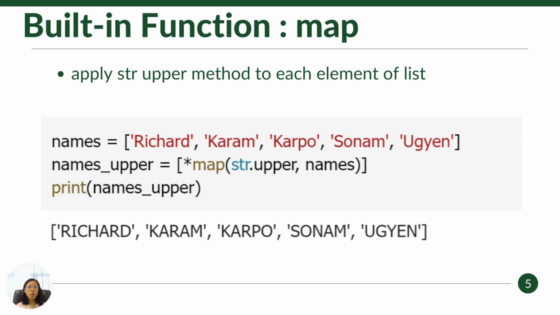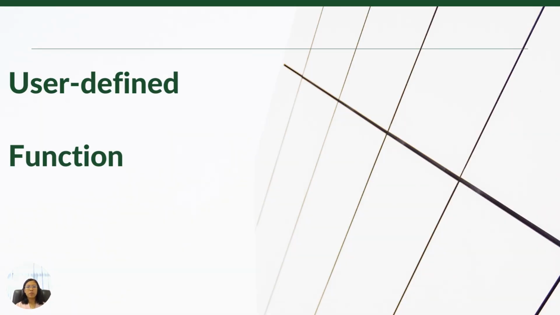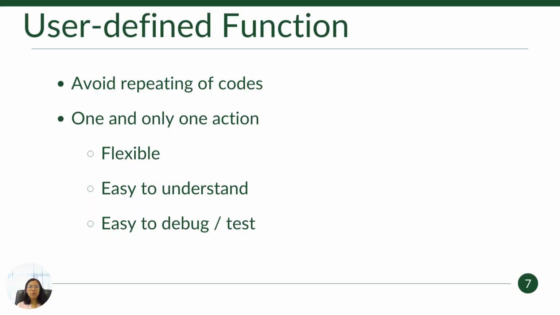Now, we may want to do a special operation, a specific calculation, or something more than a built-in function. This is where we write user-defined functions. Like the name mentioned, a user-defined function is a function that you define yourself. But please avoid repeating code. If the code is already there, there is no need to rewrite it.